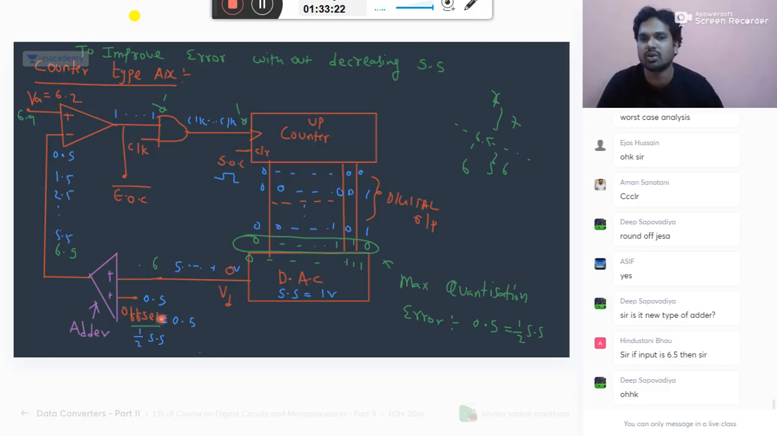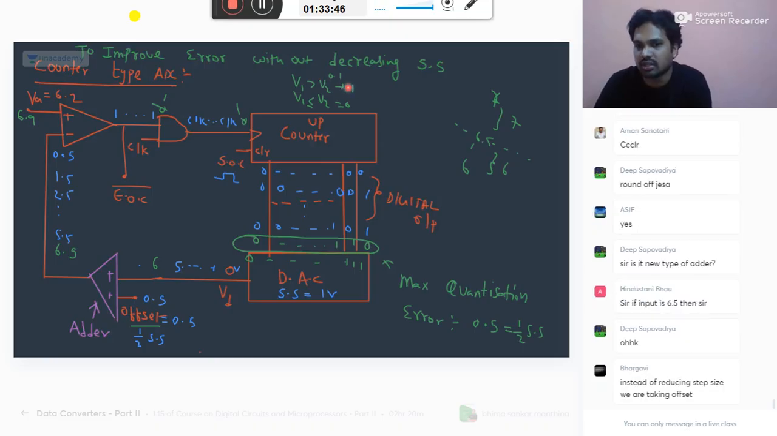Sir, if the input is 6.5, if it is exactly the same, then it depends on the comparator. The comparator will give you the specification: V1 greater than V2 is 1, V1 less than or equal to V2 is 0. Or the comparator may say V1 greater than V2 by some 0.1. It depends on the comparator. Some threshold it will give. If it is at least 0.1 greater, then only 1, otherwise 0.